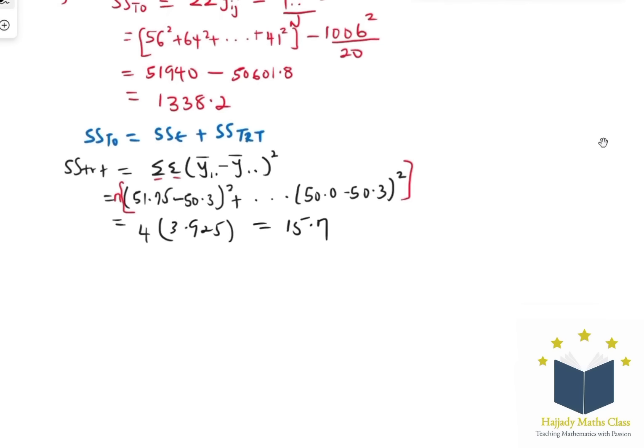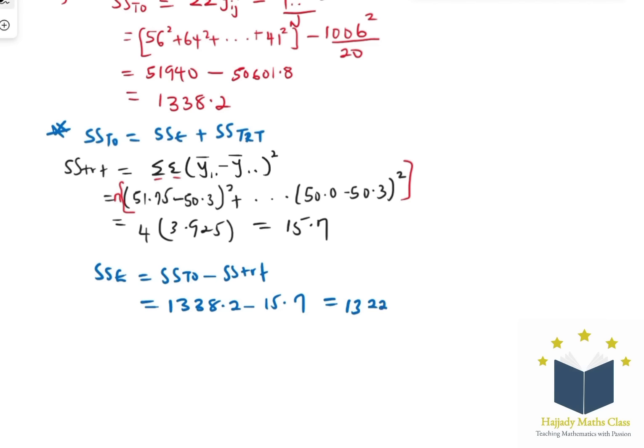So having gotten my SS treatment, I can easily get my SS error. My SS error from here will be equal to SS total minus SS treatment. And that's going to be SS total, which is 1338.2, minus 15.7. My SS error is going to be 1322.5.